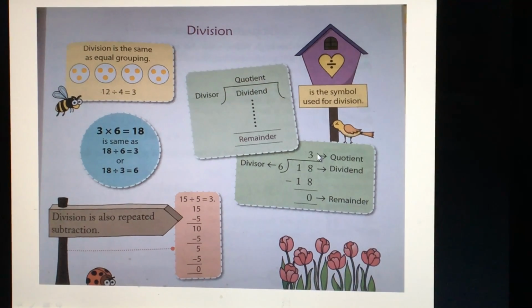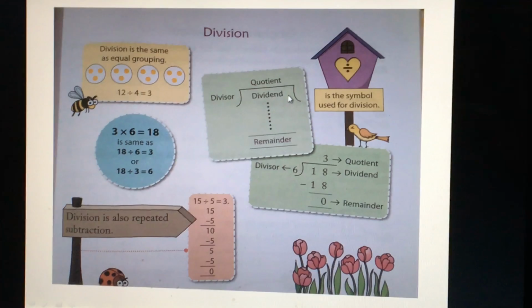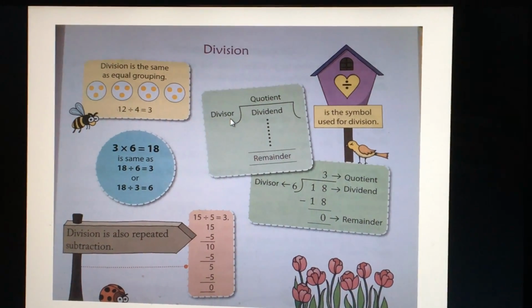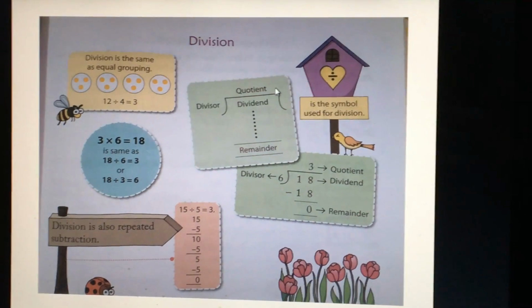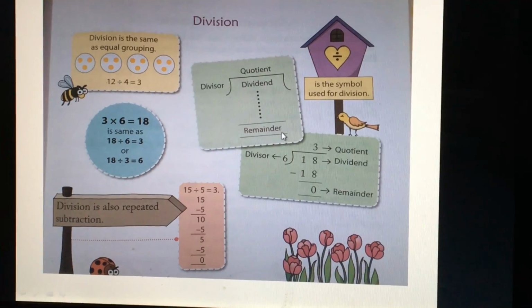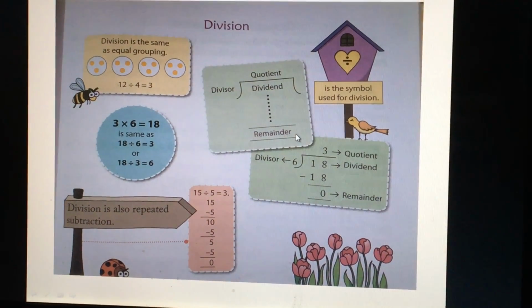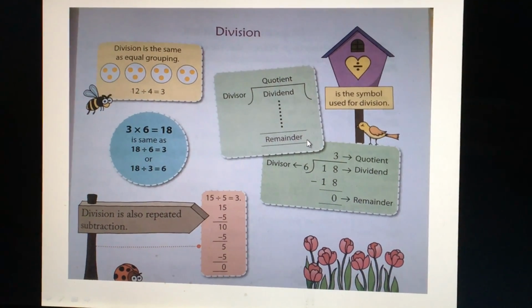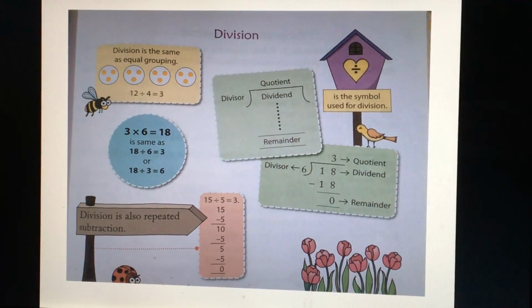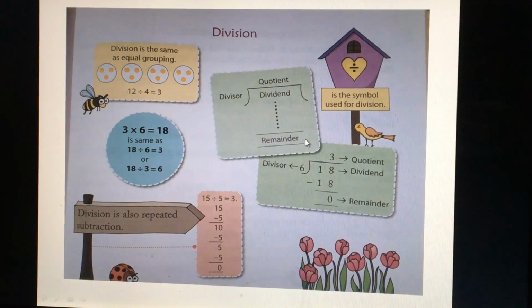So I hope this is clear that the number that we divide is called the dividend. The number by which we divide is called the divisor. The answer of the division is called the quotient. And sometimes the division is not complete. That means equal groups are not made. Some objects are left after making equal groups. That is called the remainder. So in some cases we have a remainder also left.